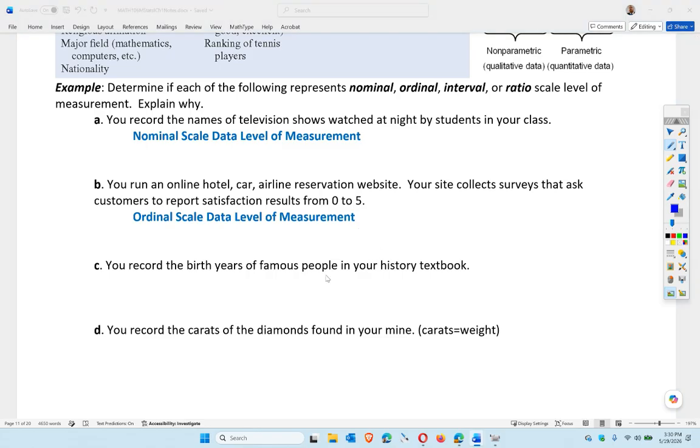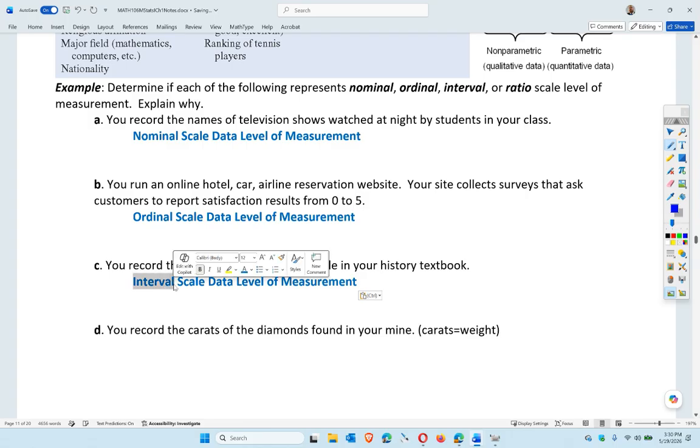Well, if I record the birth years of famous people in your book, there are values in between because you can be born 1 day or 1 hour or 1 second before or after the other person. But when's the beginning? When's the natural zero? I have no idea. Plus there's no year zero, because it was 1 AD and 1 BC. There was no year zero. So as to when the beginning actually is, who knows? It's interval because we have an order and the values in between have meaning, but there's no natural zero.